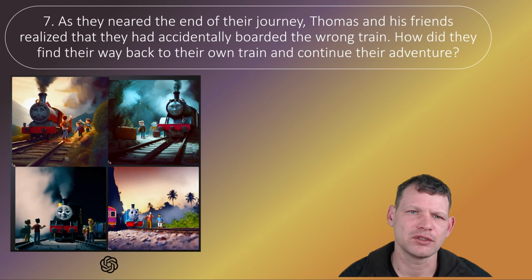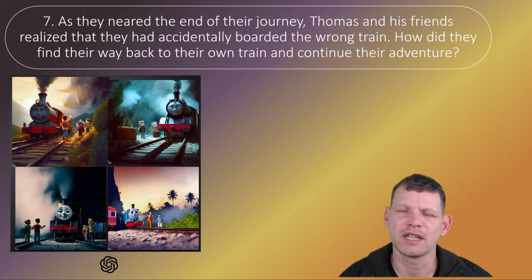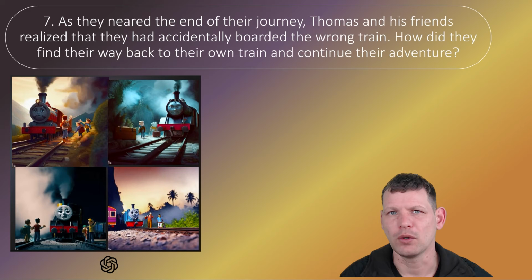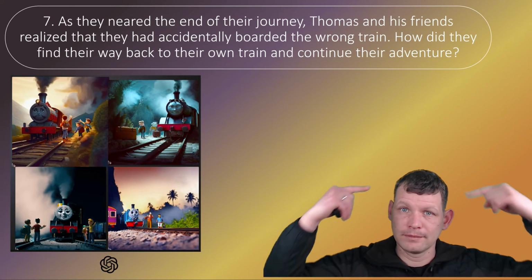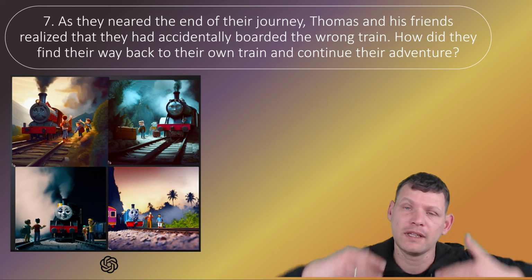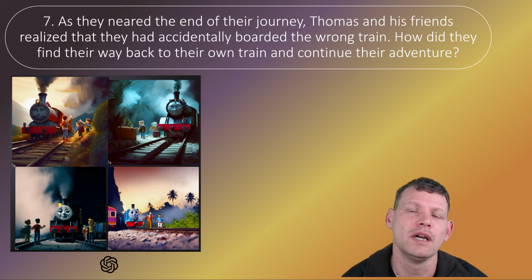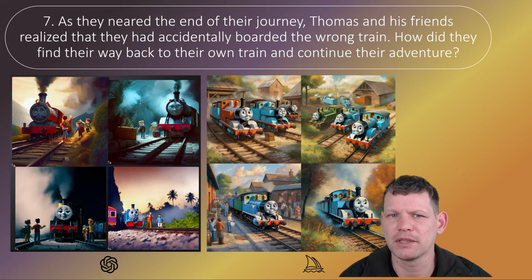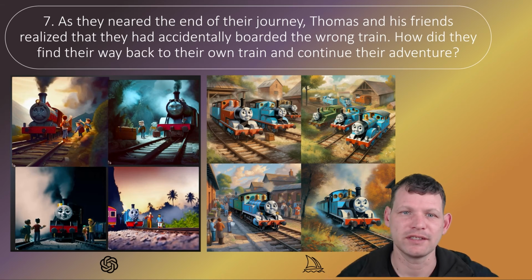As they neared the end of their journey, Thomas and his friends realized they had accidentally boarded the wrong train. So Thomas is a train, and then he boarded the wrong train. I think ChatGPT was a little bit wrong here, or maybe the problem is what we call an error 40. So my input for what I wanted ChatGPT to do wasn't good enough. Still, I think both of them did okay here. I think Midjourney did the best by putting the trains at a train station.